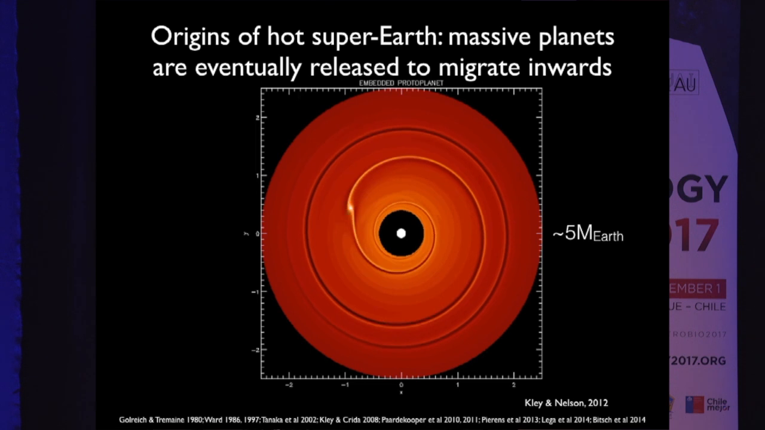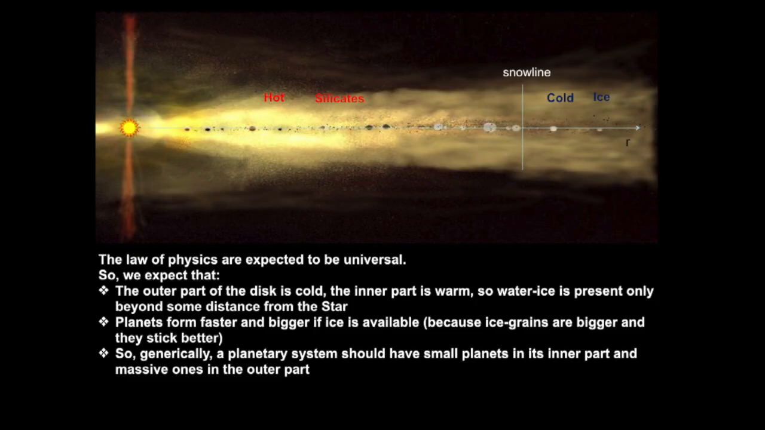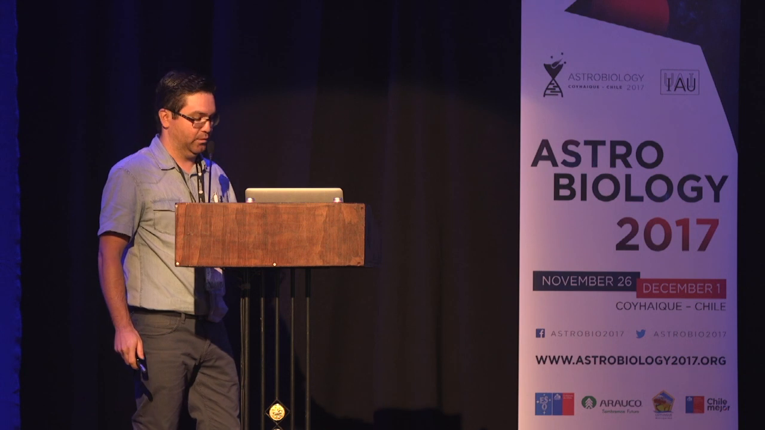If you have a big enough planet forming far out from the star, it can migrate inwards. So we think that physics should be universal. A lot of this should be universal. So we expect a few things to happen in protoplanetary disks. We expect that the inner regions should be hot, and the outer regions should be cold. So in the inner regions, it should be silicates, and in the outer region it should be basically ice. And in between, you can mark the snow line that we heard about this morning.